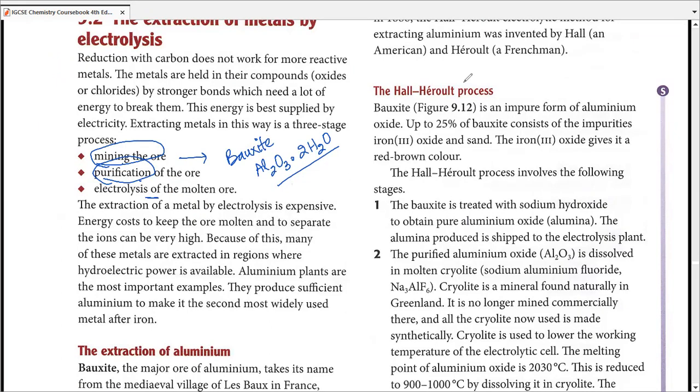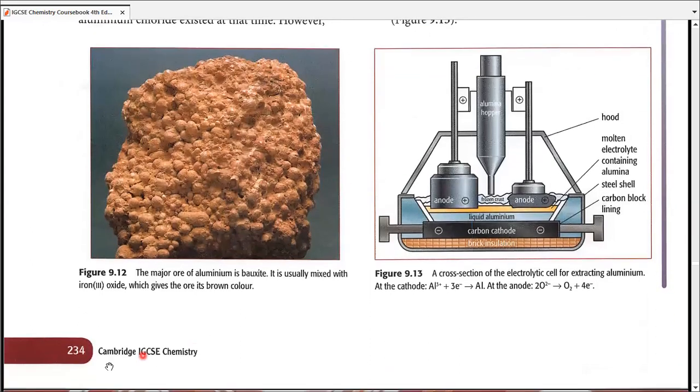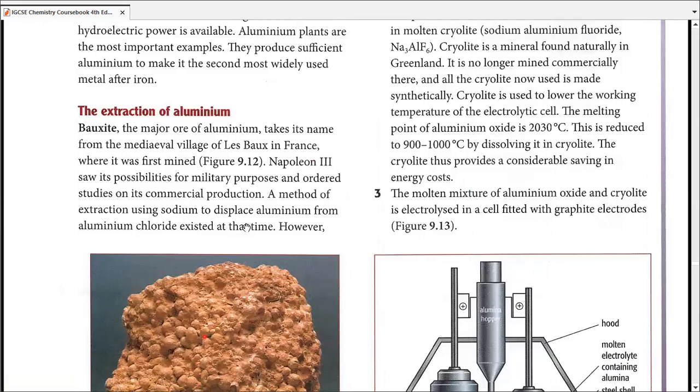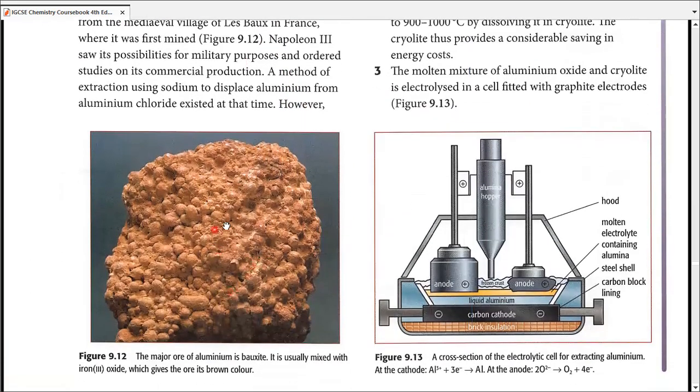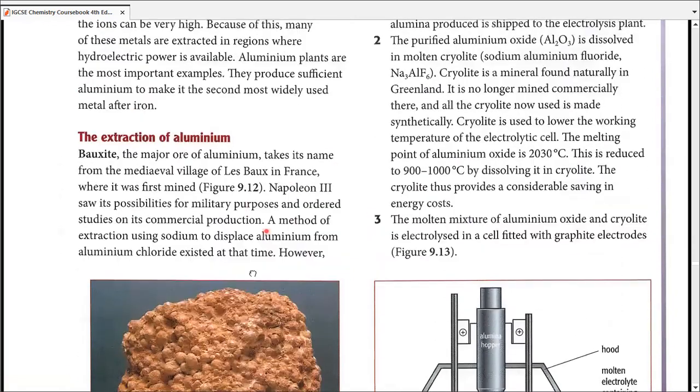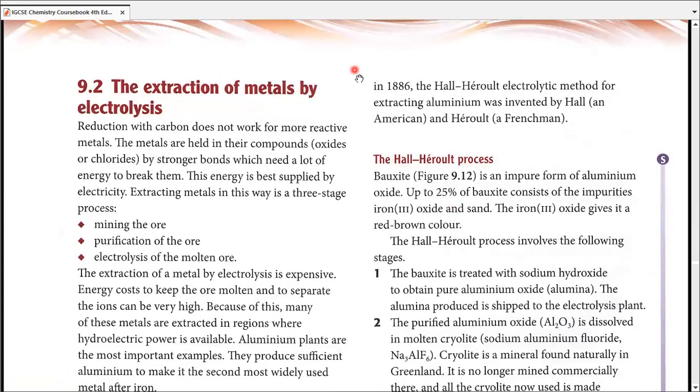So bauxite, if I go to the bottom of this page, and let me tell you, this is page number 234. Okay, so extraction of aluminum, bauxite, main ore, a little bit of history. Let's not go towards that. Its picture, it's really not red brown. It's red brown due to the iron 3 oxide present. Bauxite is not red brown. Okay, so moving on.